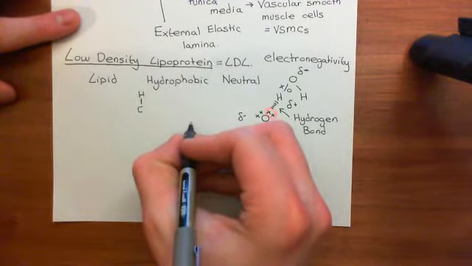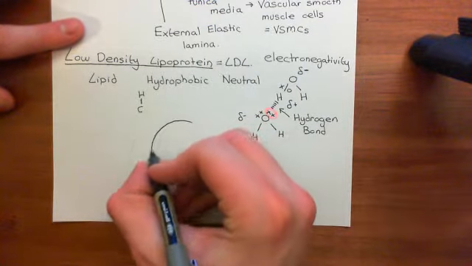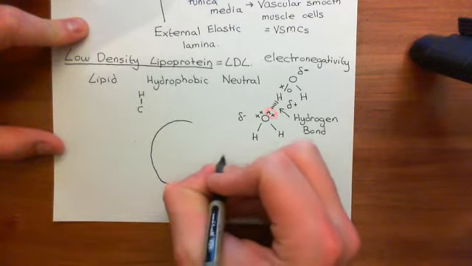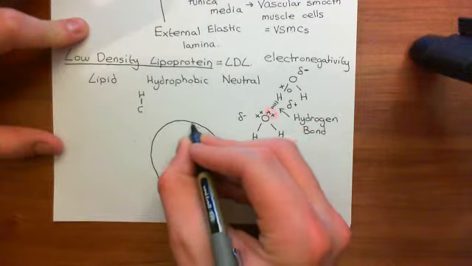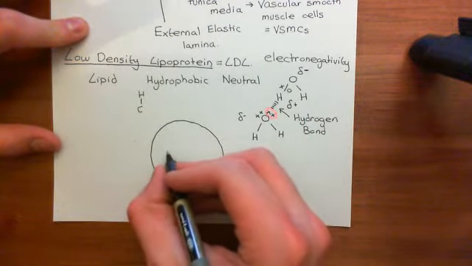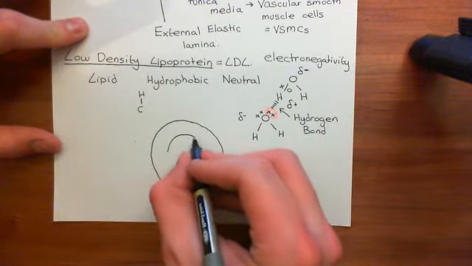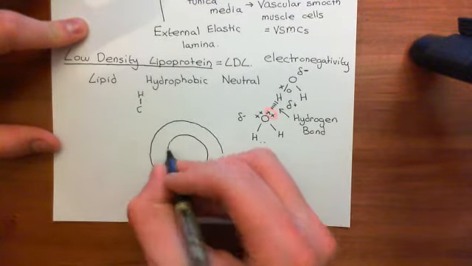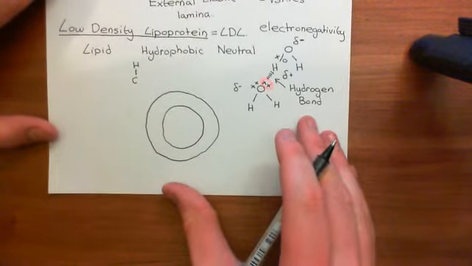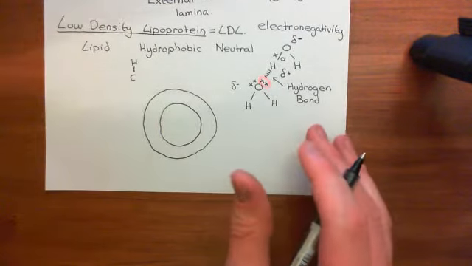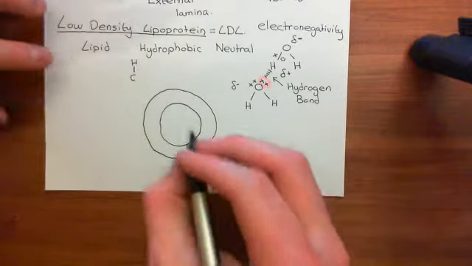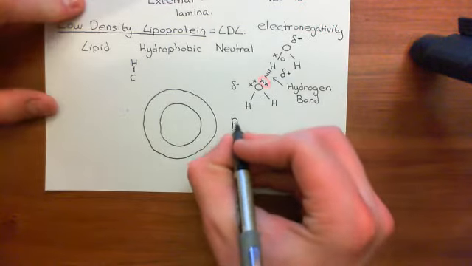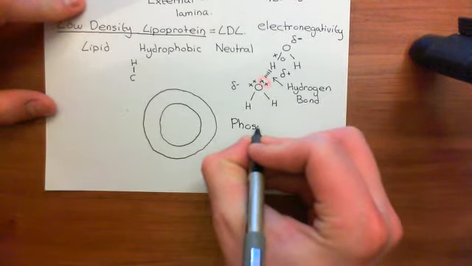So let me draw a picture of what a low-density lipoprotein looks like. Basically, these things are spheres of lipids. So imagine a sphere. Now, the outer surface of the sphere is made up of a structure known as the phospholipid monolayer. This is going to be made up of loads and loads of phospholipids. So this outer layer is called the phospholipid monolayer.